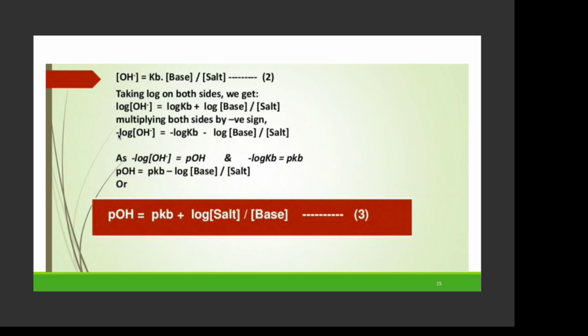Okay. So here we multiplied both sides by minus. So if we multiply both sides by minus, we can put minus signs here. And we know that minus log hydroxyl ion concentration equals pOH. Minus log hydroxyl ion concentration means pOH. Clear? And minus log Kb equals pKb. So then we replace these values in this equation. Clear? So this is done.